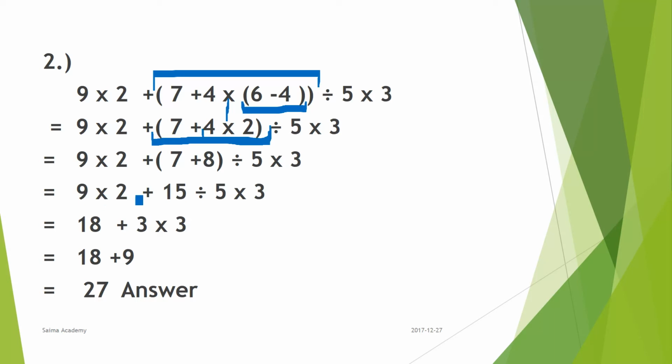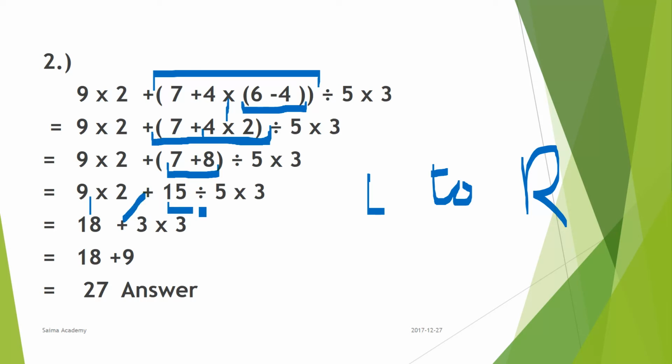And then 9 multiplied by 2 plus, this is 7 plus 8. Now you have to solve this parenthesis, which is 15. Now we have solved this parenthesis, it's gone, and divided by 5 multiplied by 3. Now 9 times 2 is 18. Now what will you do? Will you add this first or multiply this first? Again, from left to right. We have to go from left to right. So from left to right, we have 9 multiplied by 2, which is equal to 18, plus as it is, and then 15 divided by 5, which is equal to 3, and then multiply by 3.